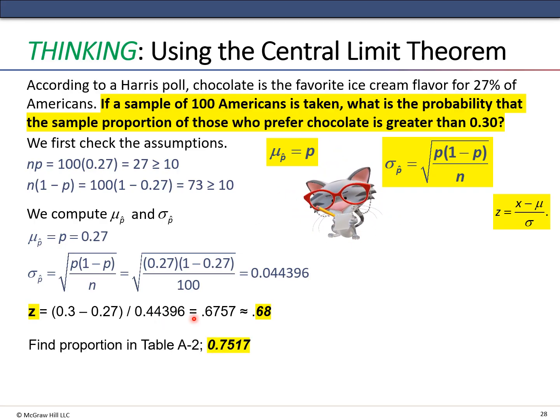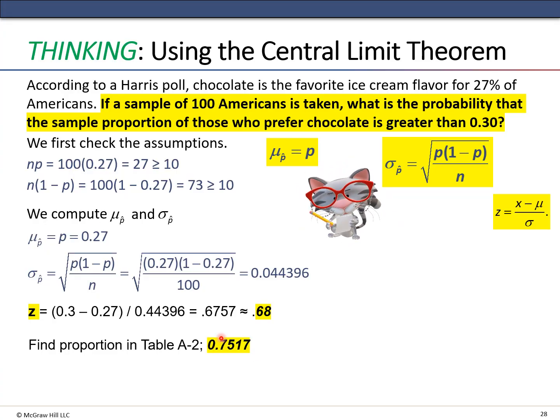So if we look in the table, when we do that calculation, we get 0.6757. Remember that z-scores only go to 2 decimal places, so we go to 0.68. You'll go down the first column till you find positive 0.6, and then go across the rows until you get to the column for 0.08. So you're at the row for 0.6, and then go over to the column for 0.08, and you'll see that value in the table is 0.7517.